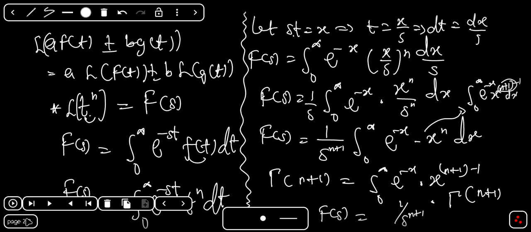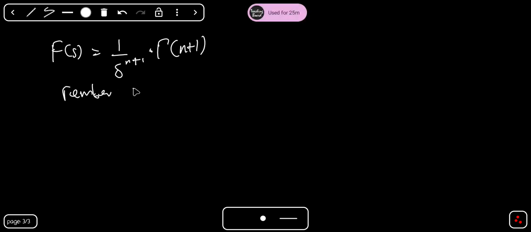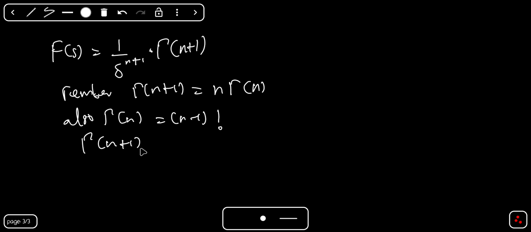Moving on, we have F(s) is equal to 1 over s raised to the power of n plus 1, then multiplied by gamma of n plus 1. That is where we have. Then remember that gamma of n plus 1 is equal to n multiplied by gamma of n. And also, gamma of n is equal to (n minus 1) factorial. So gamma of n plus 1 will be equal to n multiplied by (n minus 1) factorial.